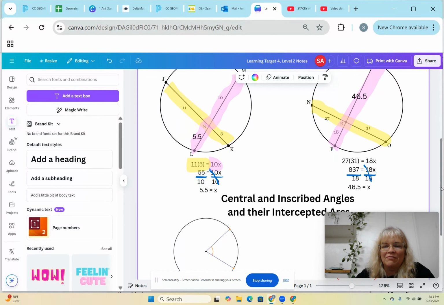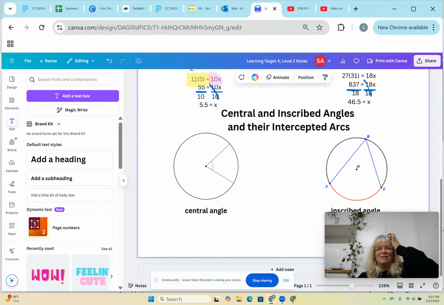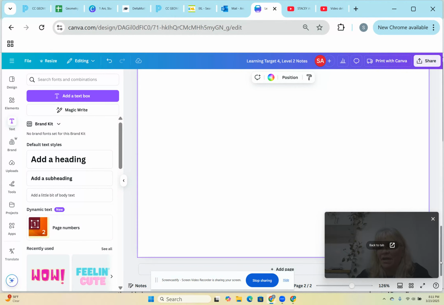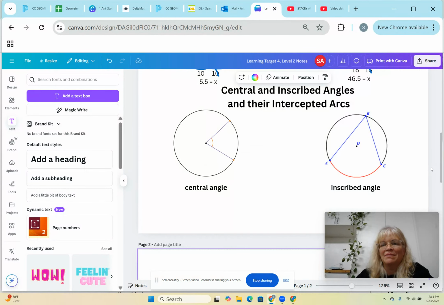But we are going to be focusing on the bottom half of this. Central and inscribed angles and their intercepted arcs. So if you remember from level 1, you learned about central angles and inscribed angles, so you should recognize those.